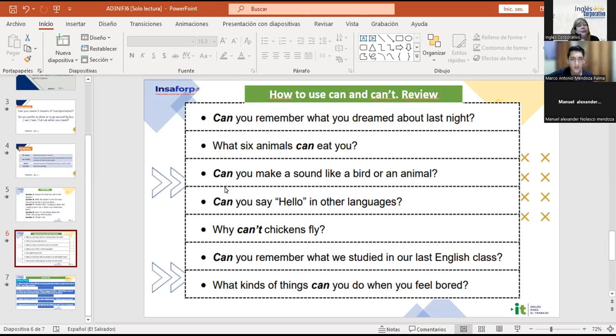Yes. In the four questions, can you say question number four? Can you say hello in other languages? Yes or no? Por ejemplo, solo podemos decir, porque estas preguntas solo las hemos respondido con yes, I can, o no, I can't. Is correct? O teníamos que ponerle más. Por ejemplo, me, no, I can't.